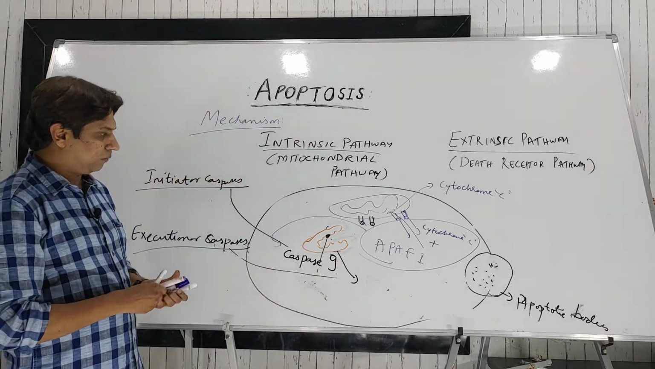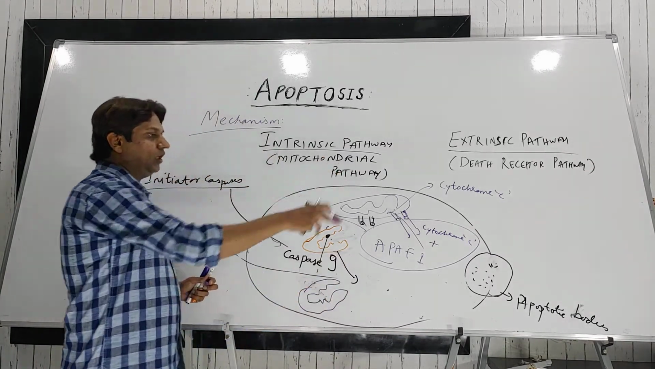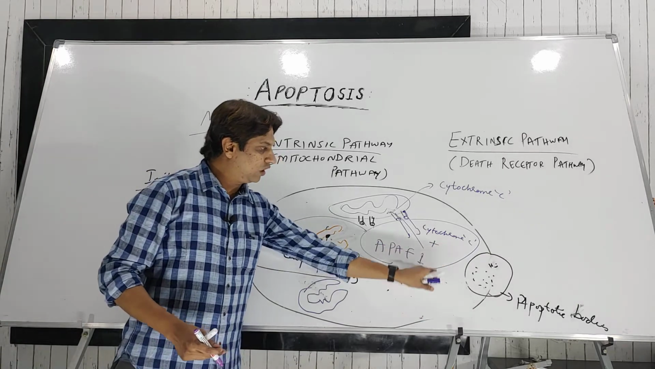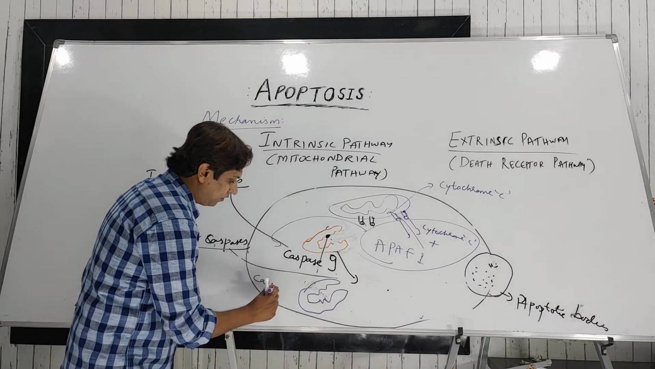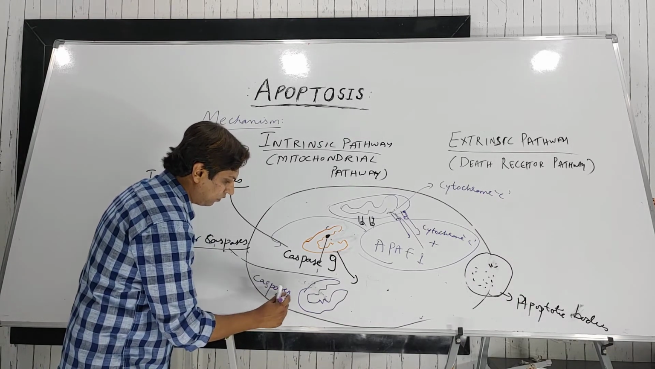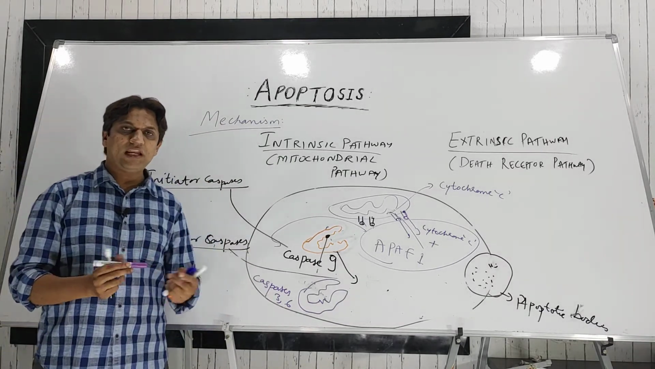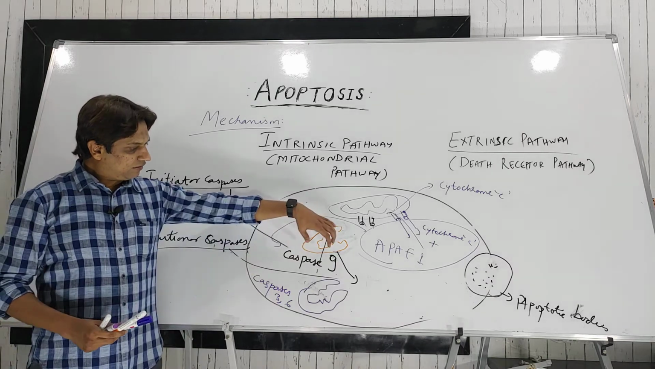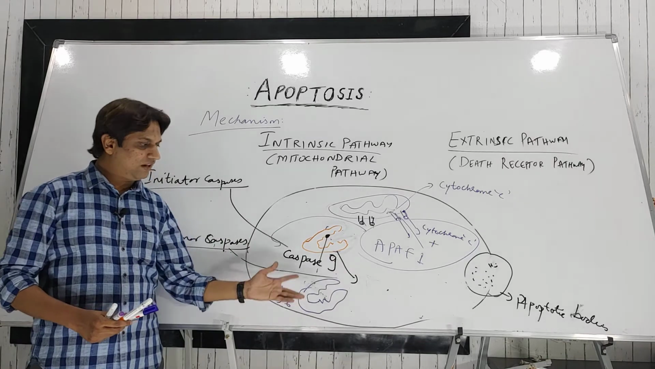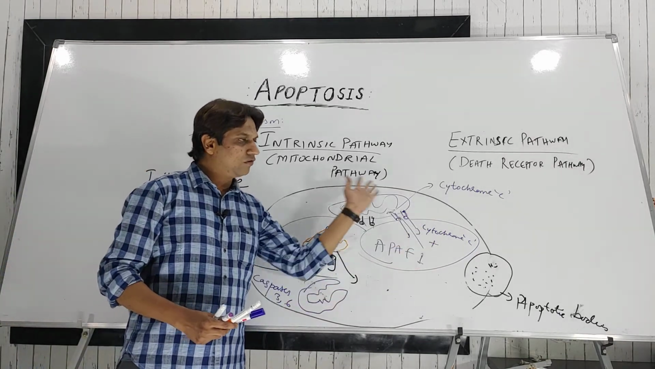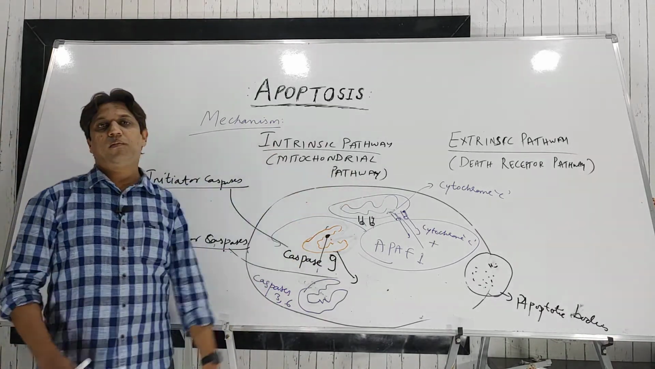So executioner caspases are the final caspases which will act as an endonuclease. They will digest the nuclear material, cytoskeleton and the other cellular organelles. The executioner caspases are caspases 3 and 6. These are inactive pro-caspases, and when they are activated they will ultimately digest this nuclear material. Okay, so this is the story of the intrinsic pathway, that is the mitochondrial pathway.